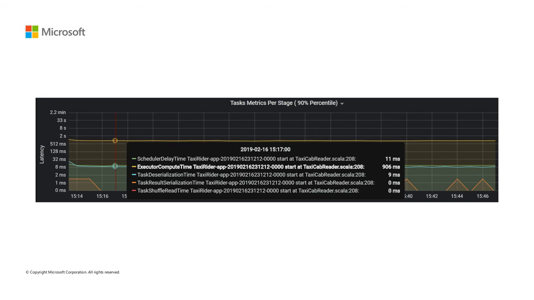And as you can see now, previously we had almost 3.7 seconds of processing for a scheduler delay. We were actually waiting almost 4 seconds between tasks to pick, and by fine-tuning that value, we were able to bring that down to 11 milliseconds and keep a compute time of roughly almost 1 second, right?